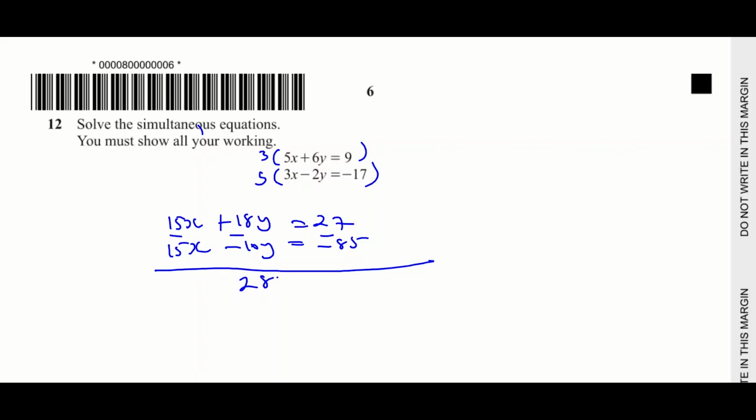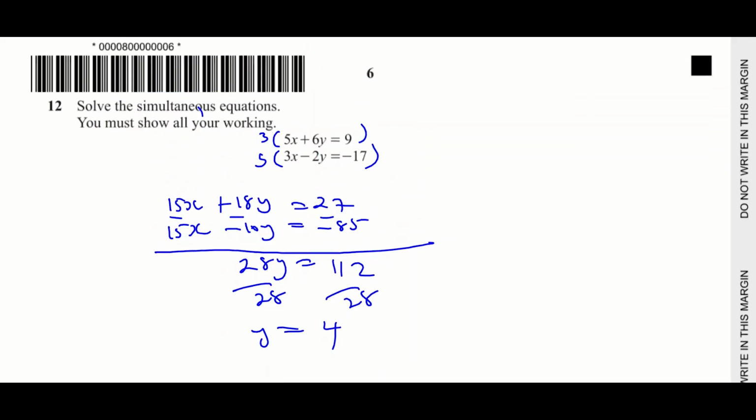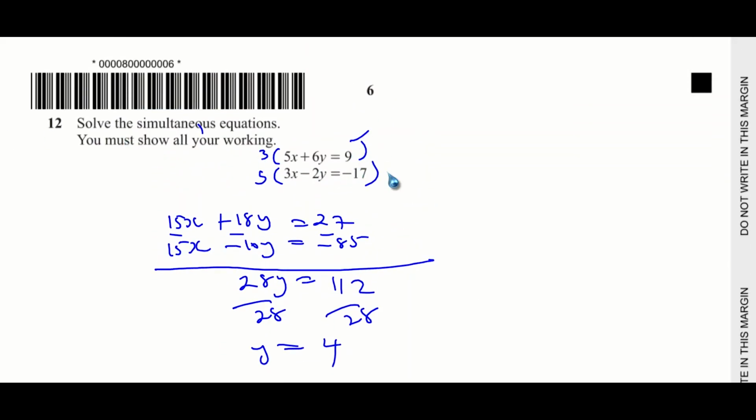So you have 28y here, equals to, these two signs will be combined together to become positive as well. So this will be 112. So if I divide both sides by 28 here, y should be equals to positive 4. So I can now substitute y into either of the equations.